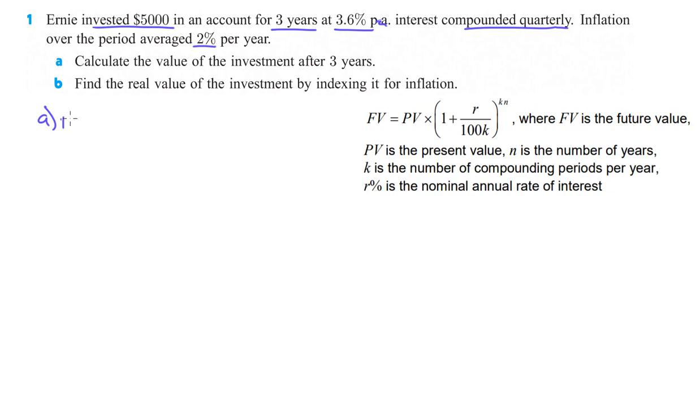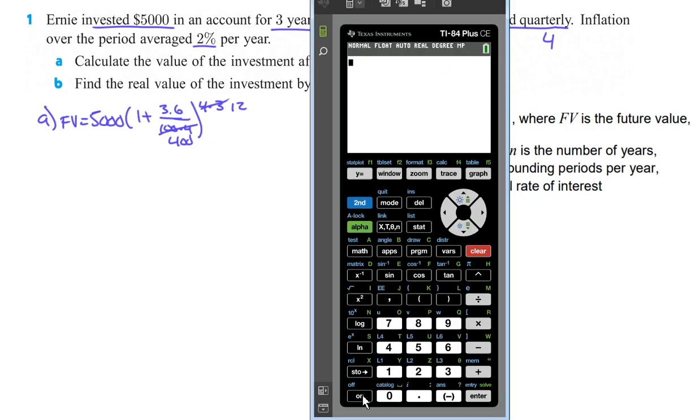So for part A, it's going to be FV equals 5,000 times 1 plus our rate, which is 3.6 over 100, times compounded quarterly. So that means the K is 4. There's 4 quarters in a year. And then there's going to be a 4 here for this K. And then it's for 3 years, 4 times 3. Okay, so we'll just want to calculate that out. Simplify these here first, 4 times 3 is 12, just to make your life a little bit easier.